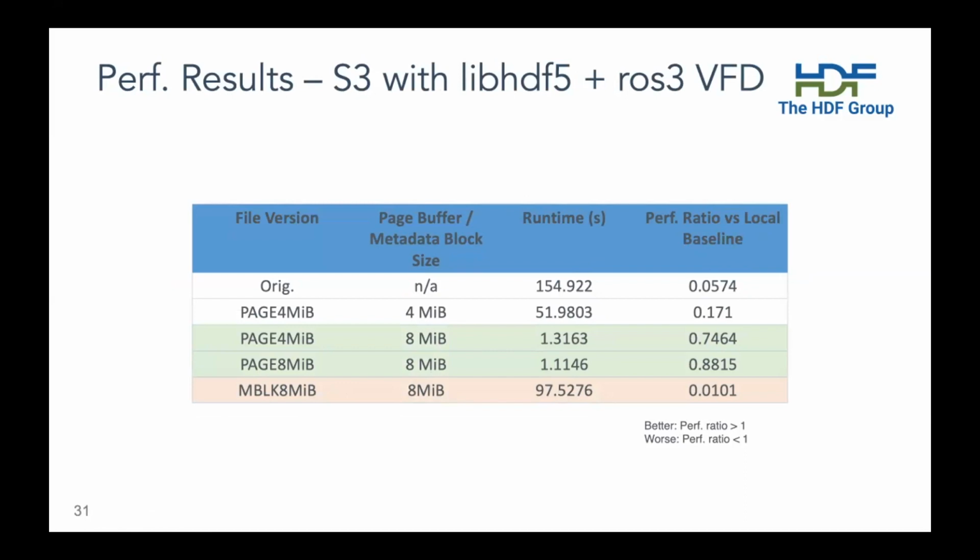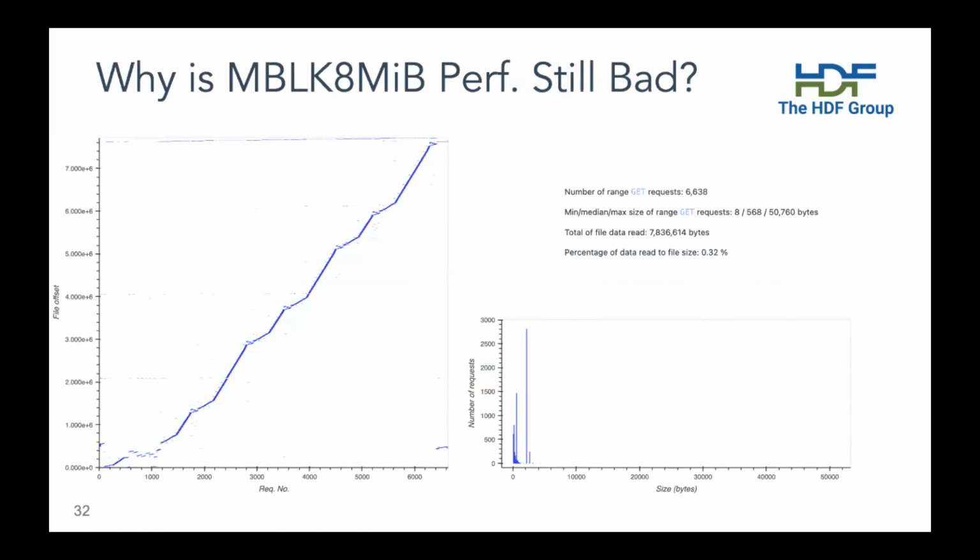But then when we introduced logging in the ROS3 VFD, I realized why, and here is why. Although you do have internal metadata in one metadata block, the library still makes thousands of requests for that data inside of this metadata block. So in this particular case, there are 6,600 requests. And you can see how many bytes are requested, essentially for 0.32% of the file. And this is the graph in terms of time of where these requests go into the file.